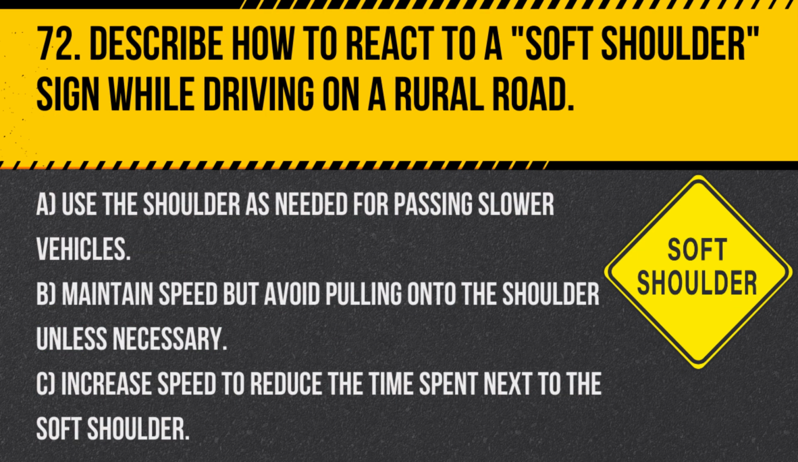Question 72. Describe how to react to a soft shoulder sign while driving on a rural road. A. Use the shoulder as needed for passing slower vehicles. B. Maintain speed, but avoid pulling onto the shoulder unless necessary. C. Increase speed to reduce the time spent next to the soft shoulder.